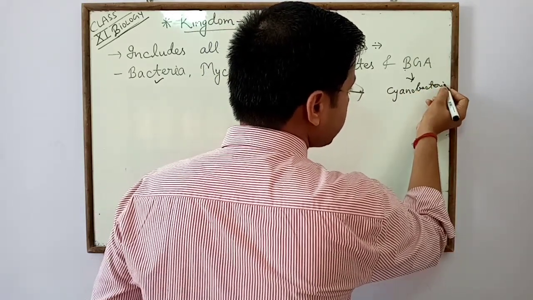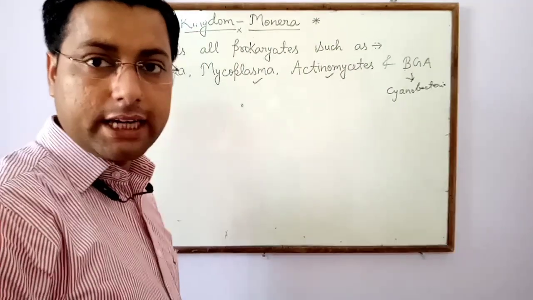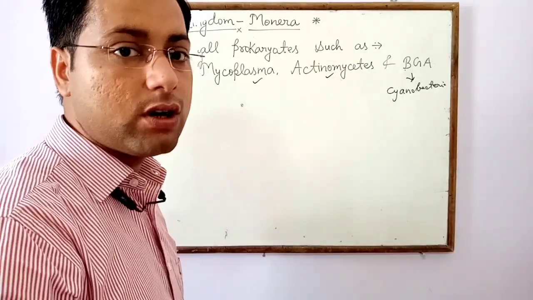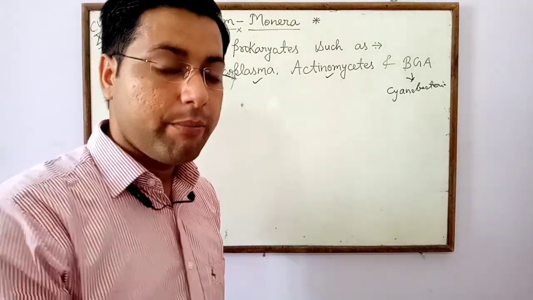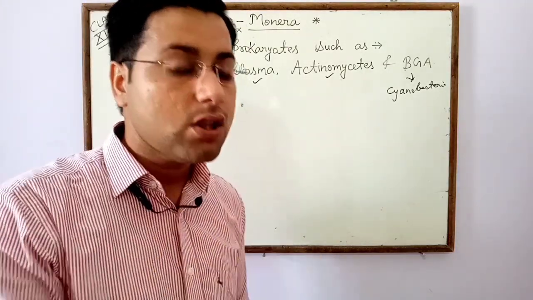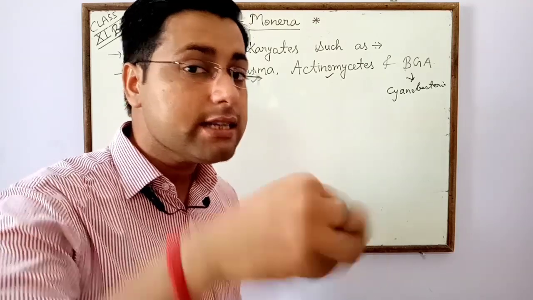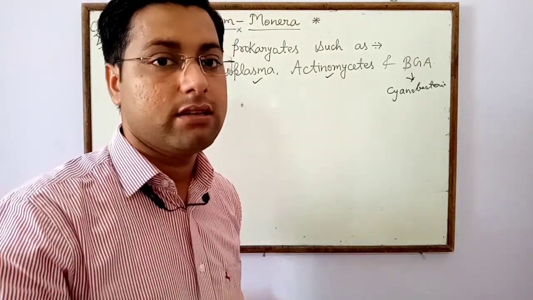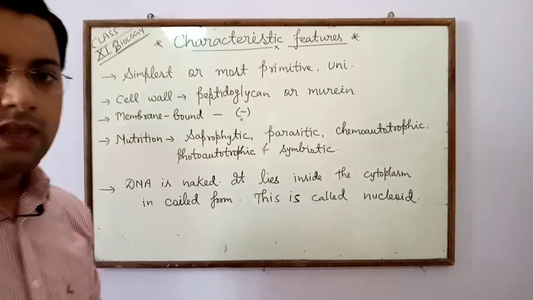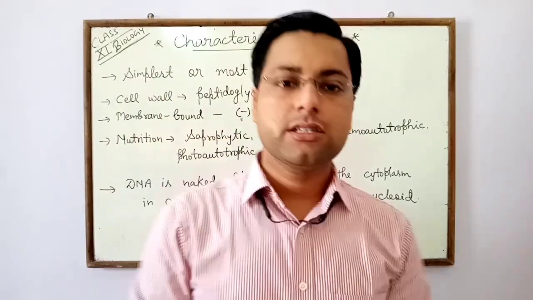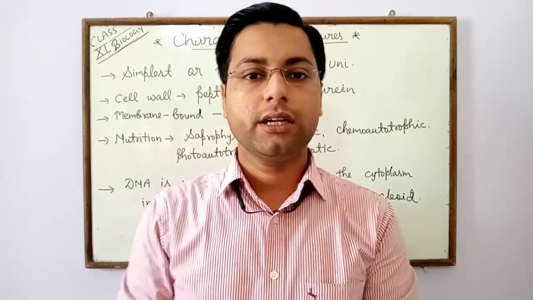So it means that the Monera are specially allotted for all the prokaryotic and unicellular organisms because their nucleus is not well developed, their nucleus is in a primitive stage. Now about the characteristic features of kingdom Monera.